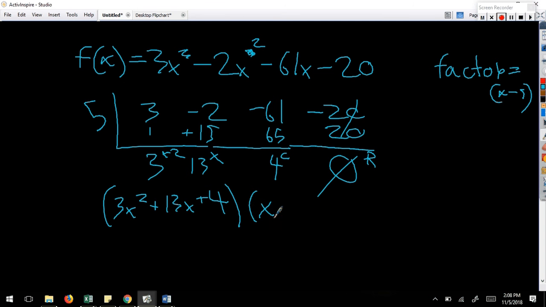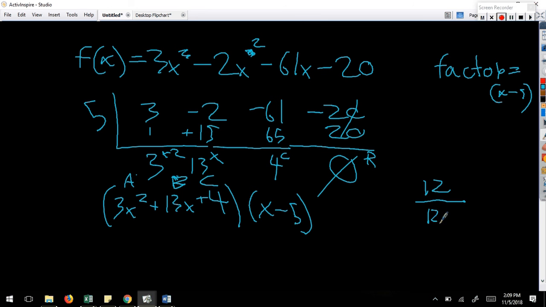All right, now factor your quadratic. A, B, C. This is C. 12. 3 times 4. 12. 3 and 4. Obviously. What multiplies to 12 but adds to 13? 12 and 1. 12 and 1.